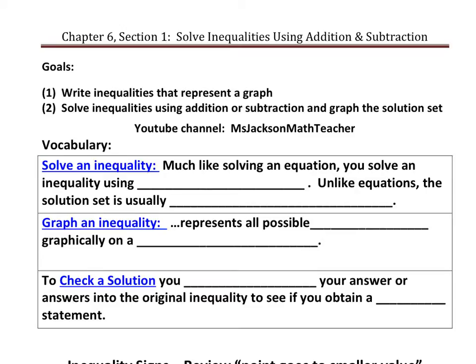First, what does it mean to solve an inequality? Well, much like solving an equation, we solve an inequality using inverse operations. So exactly the same way we solved our equations. Inverse operations. Those are those operations that we would do exactly the same on both sides of the equal sign. Unlike equations, however, the solution set is usually a range of numbers. Rather than one solution, we usually have a range of solutions, and it could even be infinite, okay?